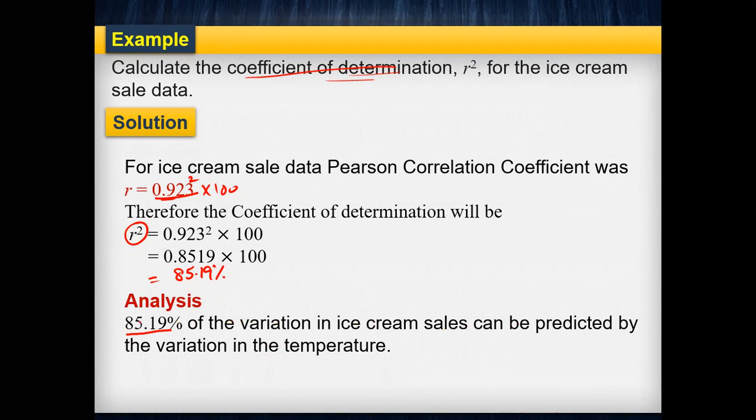If you subtract it from 100, around 14 or 15%, you can say the values of y are not predictable from the variation in the temperature. So you can say that is the error analysis, the error in the prediction of y, which is around 15%.